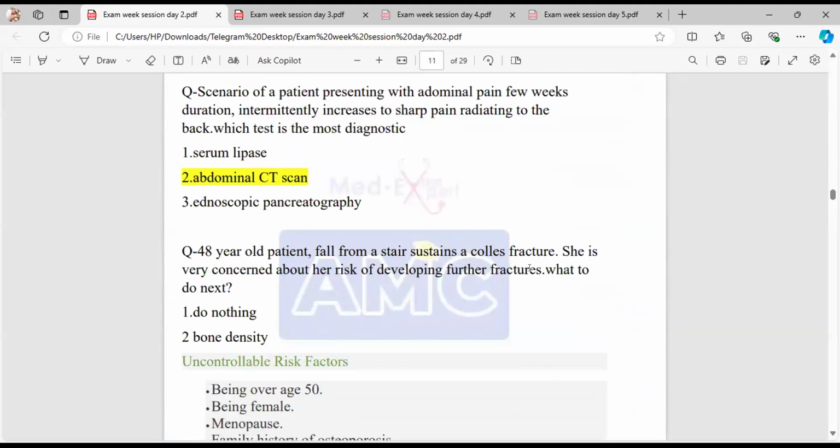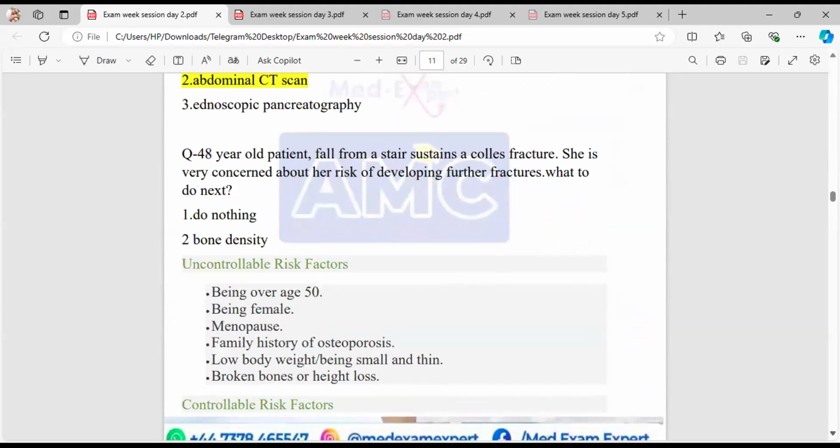Scenario: a 48-year-old patient falls from a stair and sustains a Colles fracture. She is very concerned about her risk of developing a future fracture. What to do next? Do nothing, or bone density?